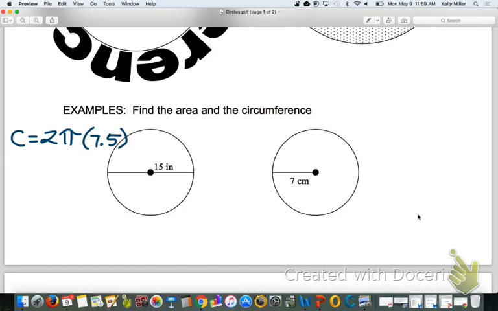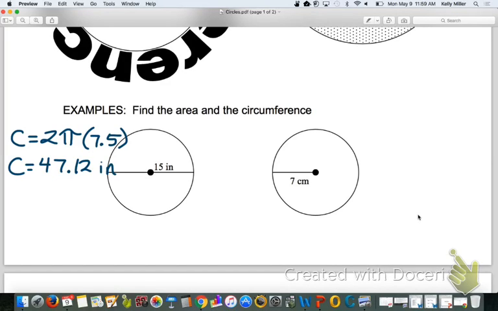So on our calculators, I would type in 2 times pi times 7.5, which gets you to 47.12. How do you do units for circumference? Is there anything special about it? Nope, it's just going to be inches.